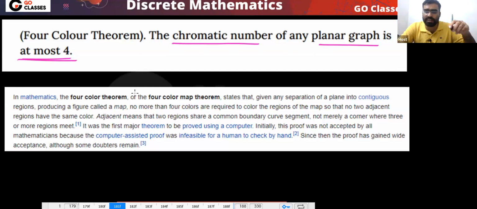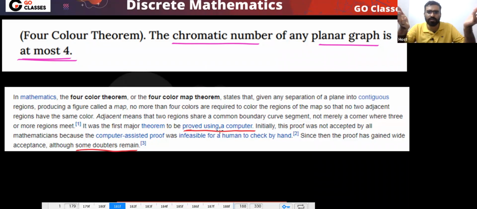And this theorem is actually very interesting. In computer science, this theorem has great importance. What is the reason? This is the first theorem which was proven by a computer. So actually, the proof of this theorem is not accepted by many people. Even today, there are many people who don't consider the proof, because the proof is not done mathematically.